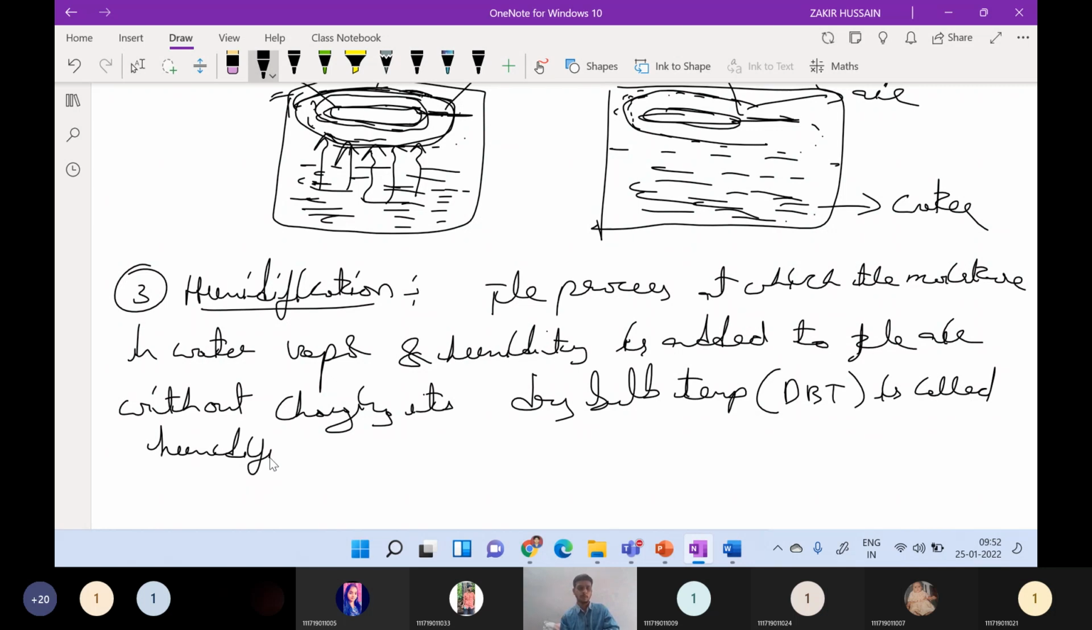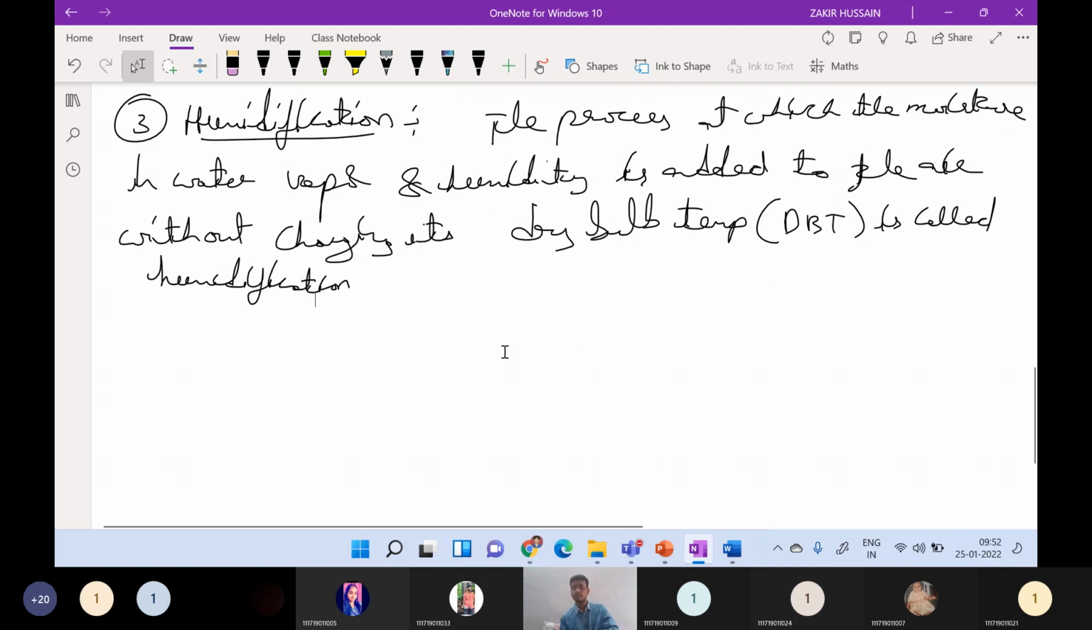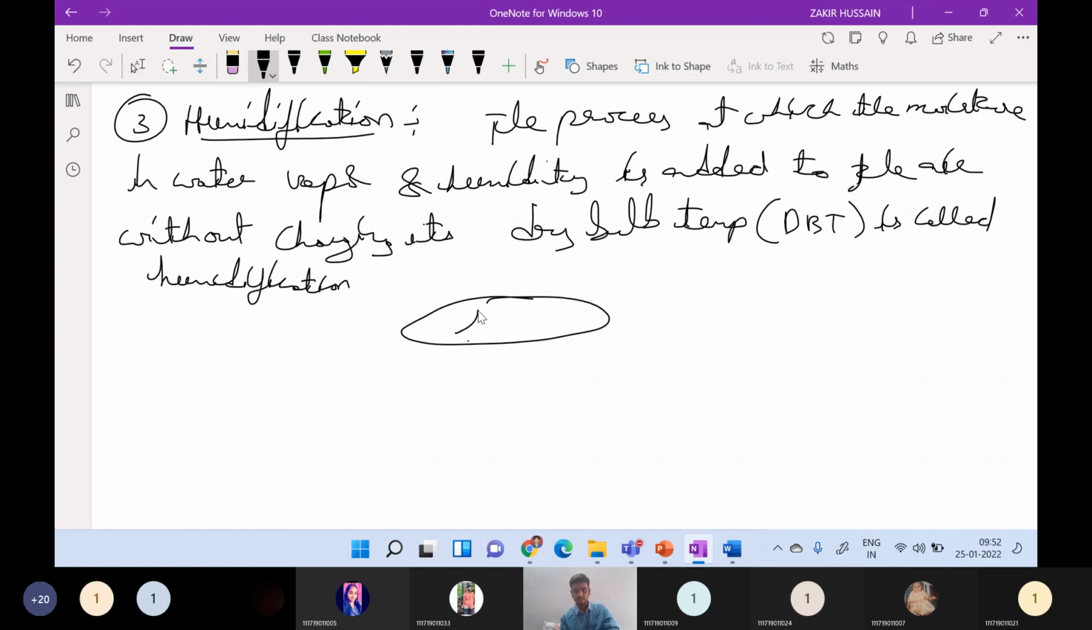So how does this humidification process work? The process at which the moisture in the water vapor or humidity is added to the air without changing its dry bulb temperature is called humidification. Means what happens, for example, if there is surrounding air like this. If you want to add some water vapor to this one, for example, this is dry air. Dry air means no water vapor will be there.